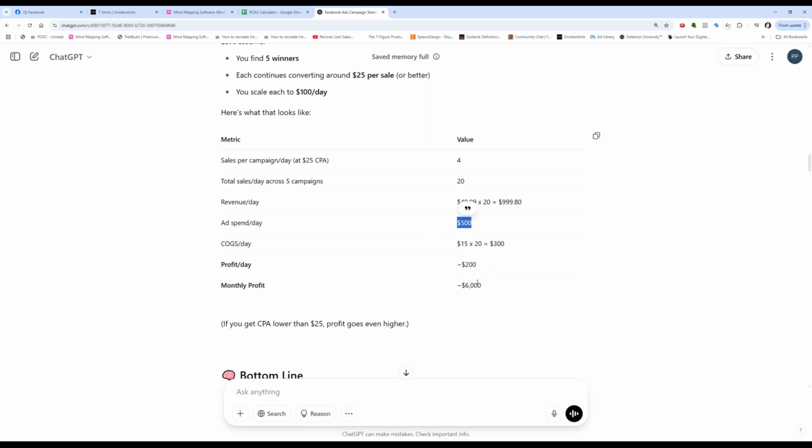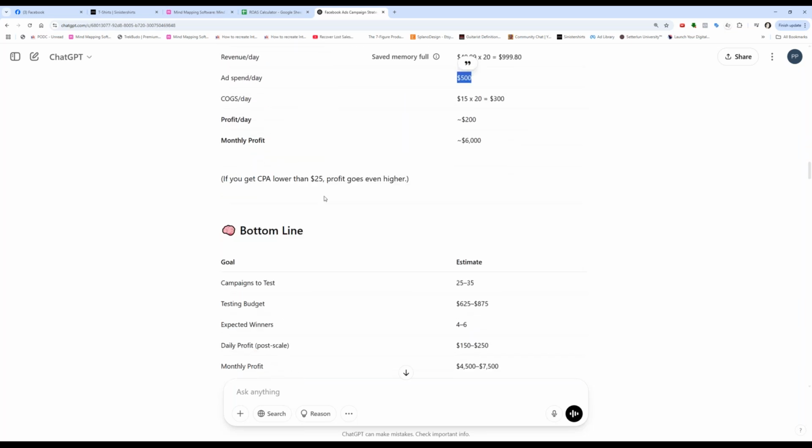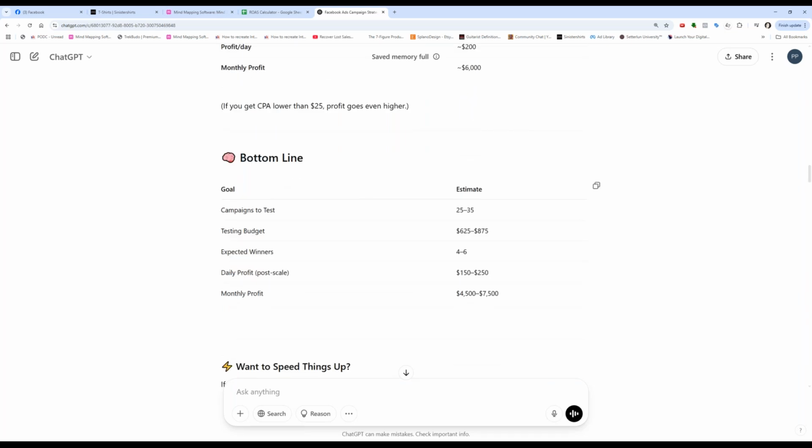So people don't see all these other numbers when they see this ad spend per day. That's all they see and that's all they focus on. Now you know to focus on everything else. If you get a CPA lower than 25, profit goes even higher. Bottom line, goal: 25 to 35 campaigns, testing budget, 625 to 875, expect winners, 4 to 6. Meaning, I've got to launch a boatload of campaigns to find these winners. That is realistic. That is not fantasy. That is just what happens in real life.